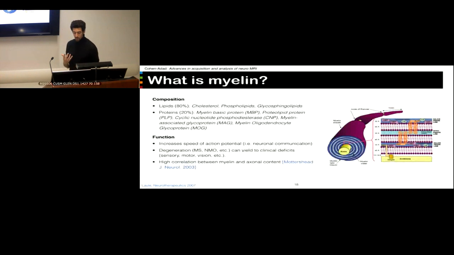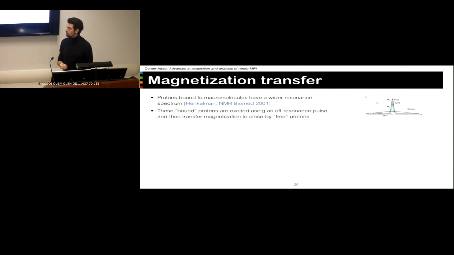So we would like to be able to, in addition to measuring the density of axons and their shape, also measure the concentration of myelin. Can we do that with MRI? Well, there are different techniques that exist. Again, I'm not going to go through all the techniques, but let's talk about magnetization transfer.